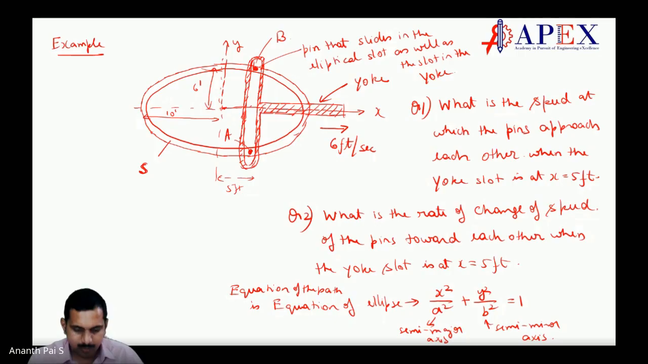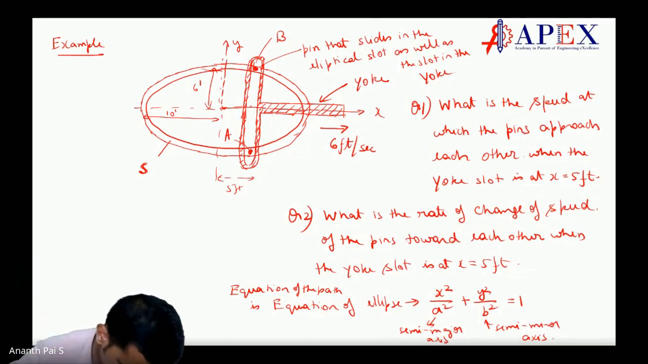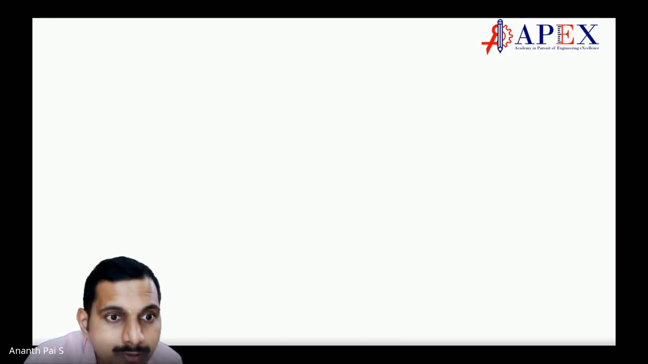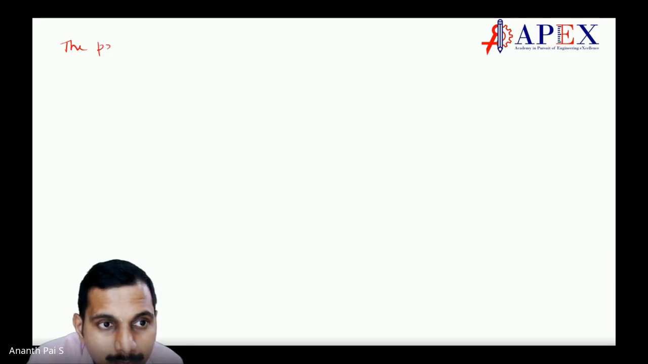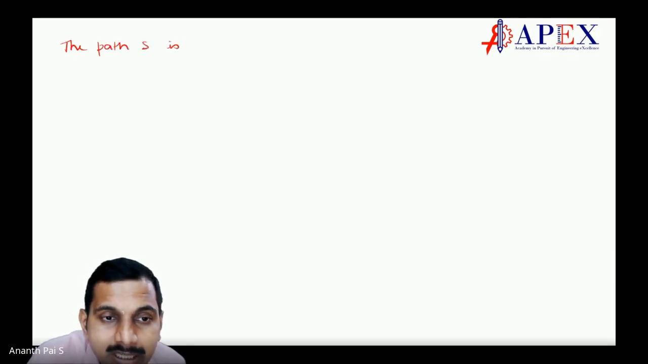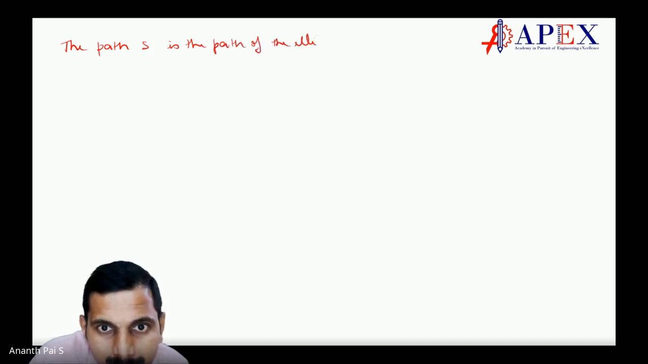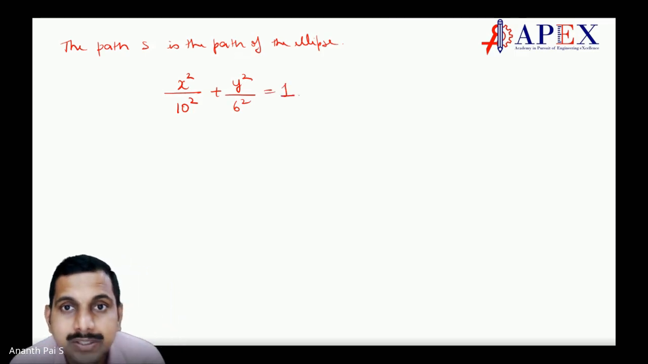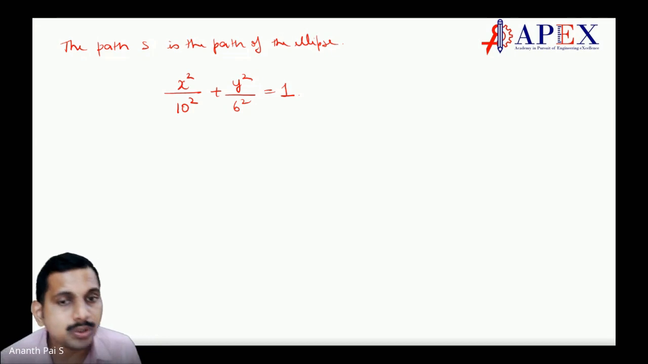Done, sir. Very good. Now, very, very important thing to see here is the S, what is there? The path which we are taking, S is the path of the ellipse. Here it is nothing but x square by 10 square plus y square by 6 square is equal to 1. Makes sense? Clear? Now, how to differentiate this?